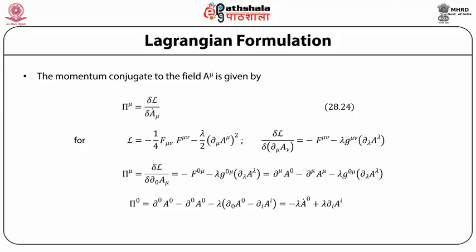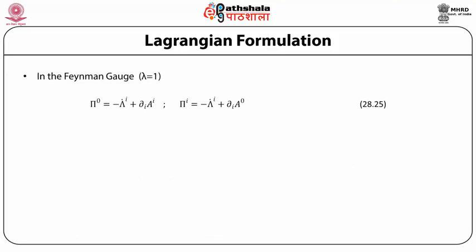π^0 is equal to ∂^0 A^0 minus ∂^0 A^0 minus λ times (∂_0 A^0 plus ∂_i A^i), which equals minus λ times (Ȧ^0 plus ∂_i A^i). And π^i is equal to ∂^i A^0 minus ∂^0 A^i. In the Feynman gauge, λ is equal to 1. So π^0 is equal to minus Ȧ^0 minus ∂_i A^i, π^i is equal to minus Ȧ^i plus ∂^i A^0, and π^μ is equal to minus Ȧ^μ plus ∂_i A^μ.